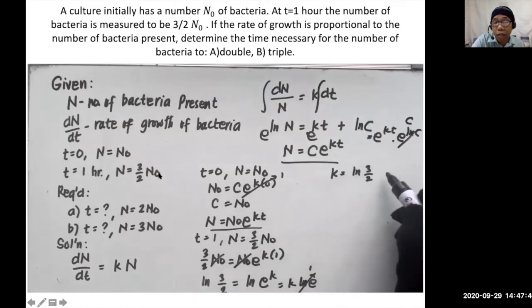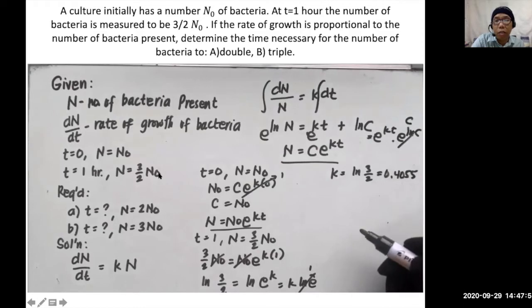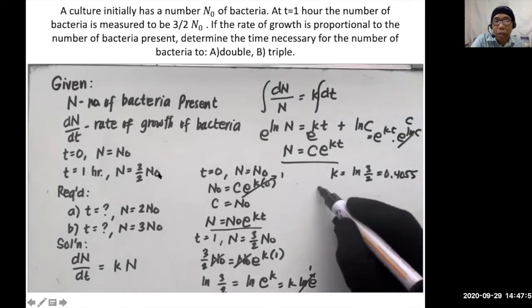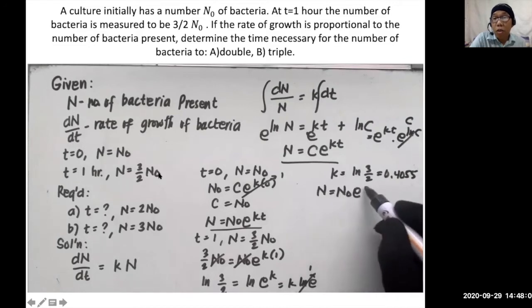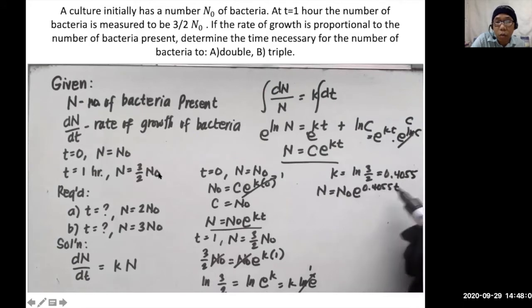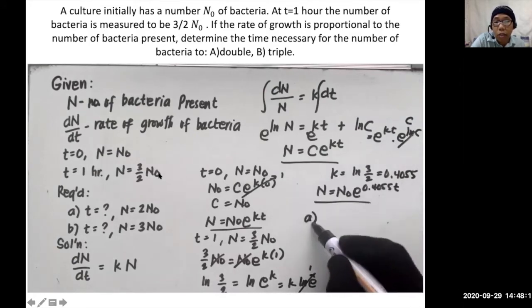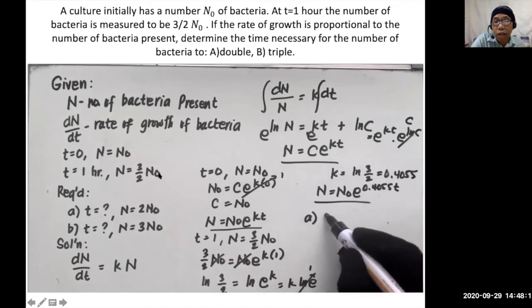So you can use ln of 3 halves to represent k, or you may represent that by taking the value of it in 4 decimal places. Since this is an intermediate solution, you cannot round off into fewer decimal places. So the minimum number of decimal places here is 4 decimal places. Or you may use ln of 3 halves. Now we can see that k is positive, so we rewrite our solution. This is n equals n sub 0 e raised to 0.4055 times t.